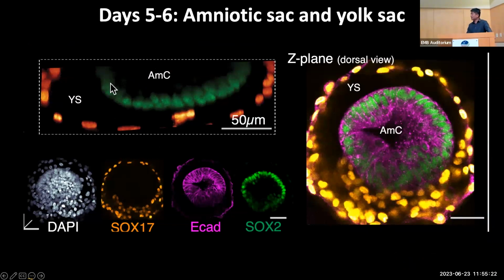You can see the cavity inside SOX2 positive cells, surrounding this amnion sac-like cavity, and the yolk sac-like cavity between these epiblast cells and also SOX17 positive cells. And here are even more images showing this. One thing I'd like to emphasize here is that epiblast cells are very nicely organized into epithelial-type structures, with the yolk sac surrounding it.